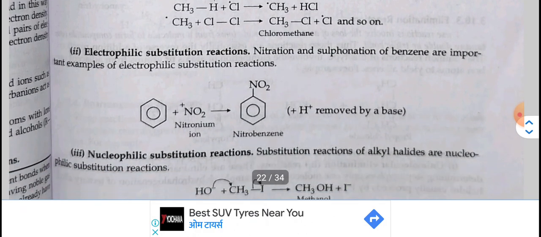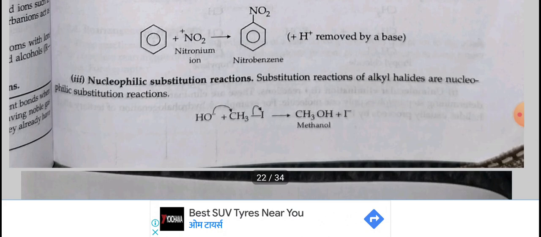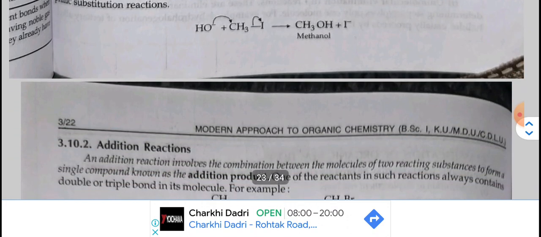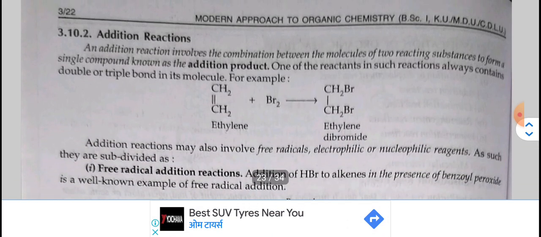Electrophilic substitution reaction. Nitration and sulfonation of benzene are important examples of electrophilic substitution reactions. Benzene plus nitronium ion gives nitrobenzene, with H positive ion removed by a base. Nucleophilic substitution reactions. Substitution reactions of alkyl halides are nucleophilic substitution reactions. OH negative ion plus methyl iodide gives methanol plus iodide ion, I negative.